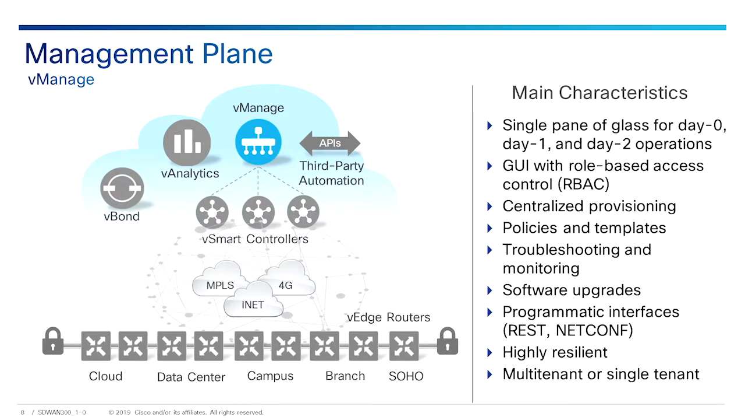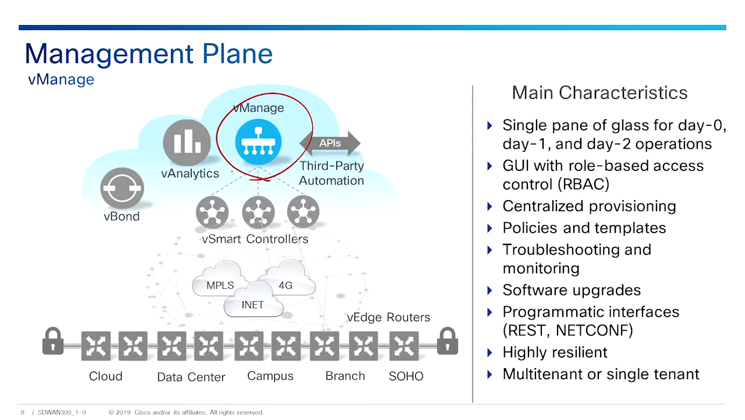The entire solution is going to be managed by Cisco vManage, which provides a single pane of glass, centralized management, and provisioning platform for day 0, day 1, and beyond for the entire SD-WAN infrastructure. It has a web-based GUI with role-based access control. Some key functions of Cisco vManage include centralized provisioning, centralized policies, and device configuration templates, and the ability to troubleshoot and monitor the entire environment.